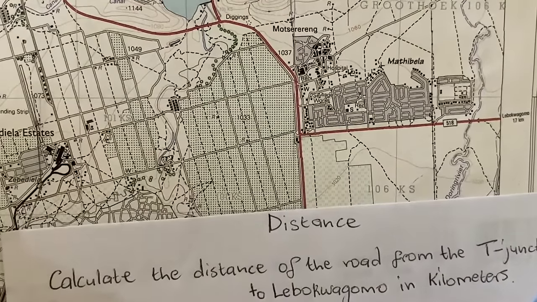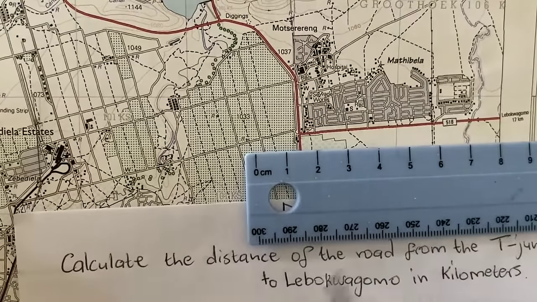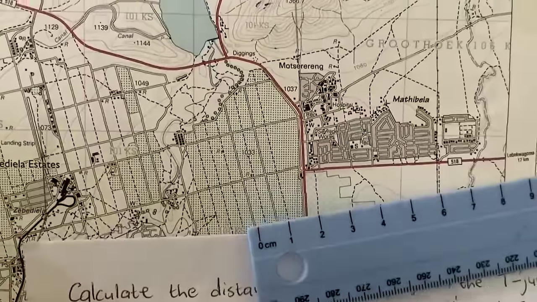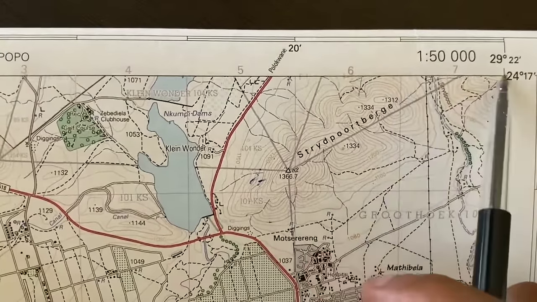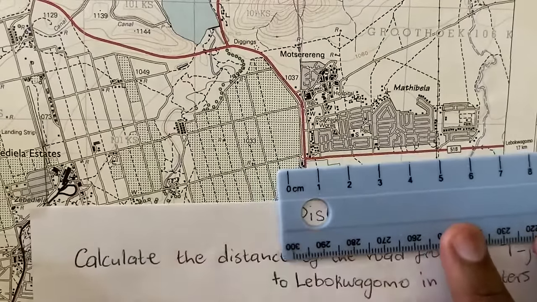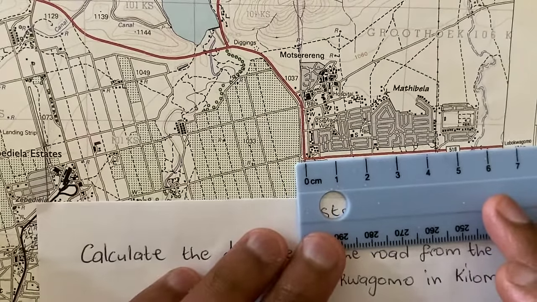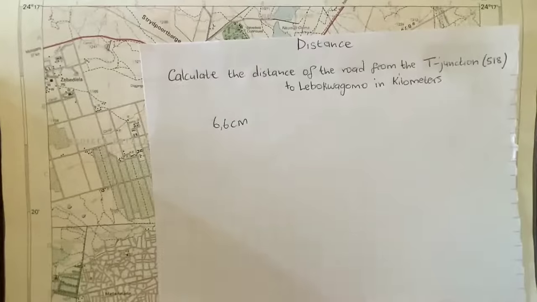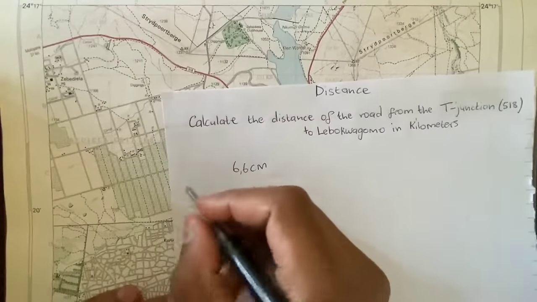So the first thing I'm going to do is use my ruler to measure the distance of the road. You should always use the centimeter side of the ruler to measure your distance. Why? Because the map that we use has a scale of 1:50,000, which is in centimeters. This means 1 centimeter on the map represents 50,000 centimeters on the ground. So it is always advisable to measure your distance using the centimeter side of the ruler. As I measure here, what I'm getting is 6.6 centimeters. So let's work out the solution.